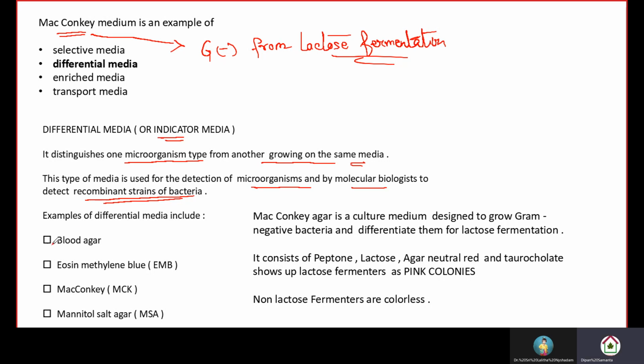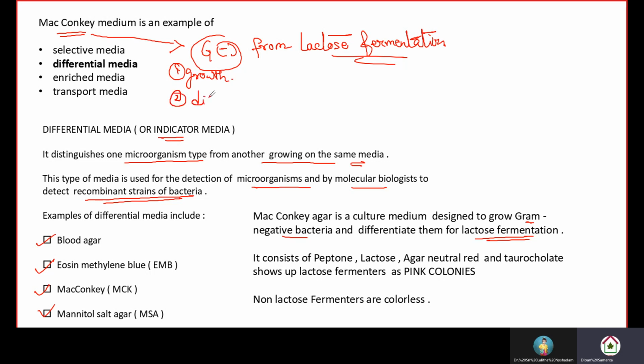So all these are differential media. Some of the names are blood agar media, EMB or eosin methylene blue, MacConkey, mannitol salt agar. Now MacConkey is a culture medium designed to grow gram-negative bacteria and differentiate them by lactose fermentation. First of all, gram-negative bacterial growth can occur on MacConkey.